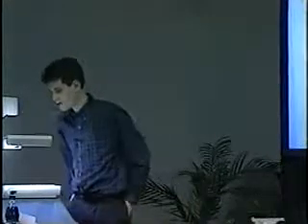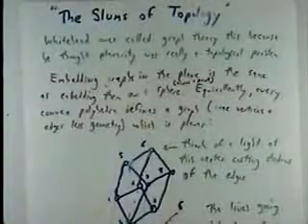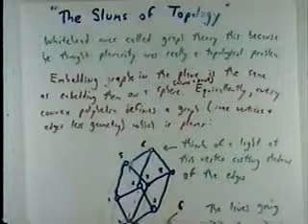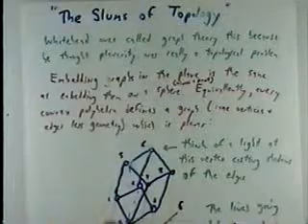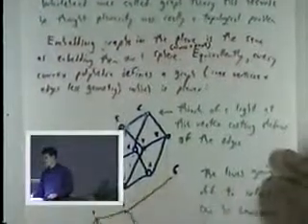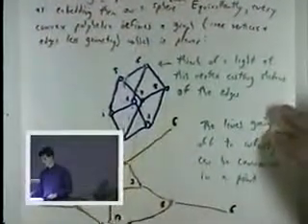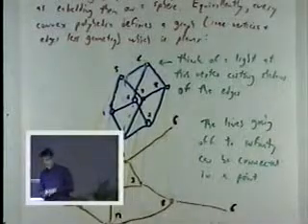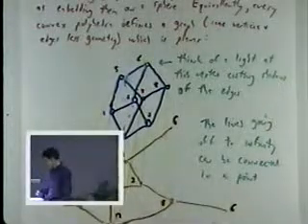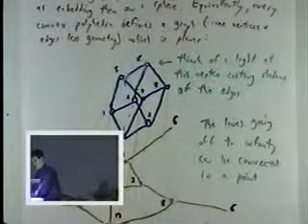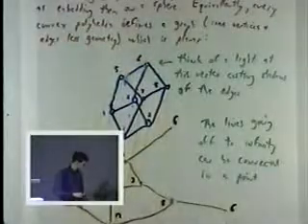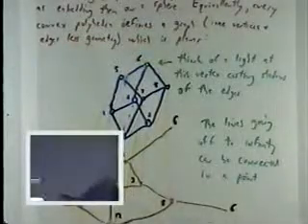So apparently, Whitehead once called graph theory the slums of topology because he thought that planarity was really a topological problem. And if you look at this picture here, you can kind of see that he might be right. Or at least this is another way to define what we mean by planarity.